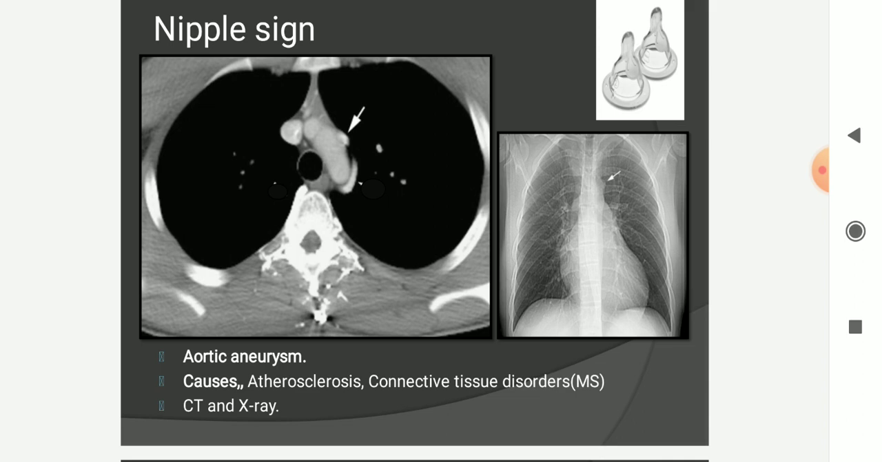So here I have the image of aortic aneurysm on the right side in CT scan, and on the left side is the X-ray sign, with the arrow pointing toward the aorta. The cause of aortic aneurysm is definitely atherosclerosis, which causes thinning of the vessel wall, or connective tissue abnormalities like Marfan syndrome. When the vessel's connective tissue is lost, the vessel becomes thin and the pressure causes the dilation. The methods are CT scan and X-ray.